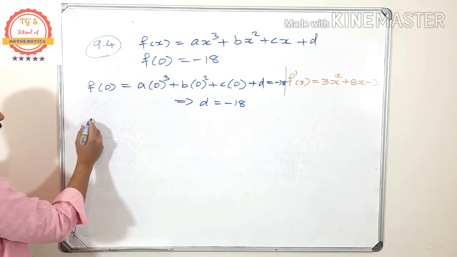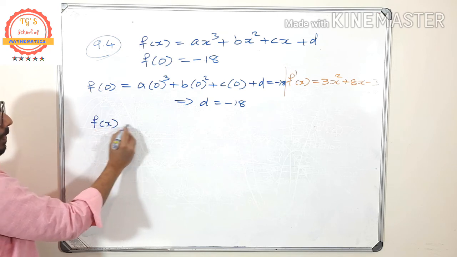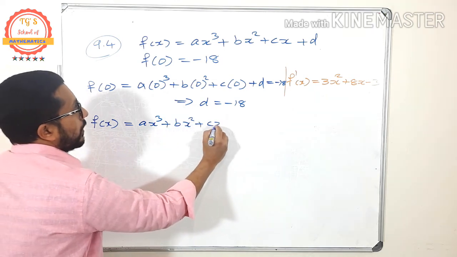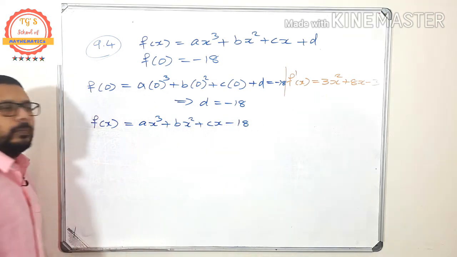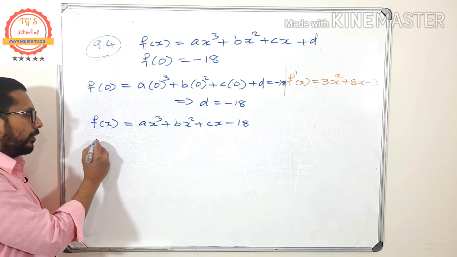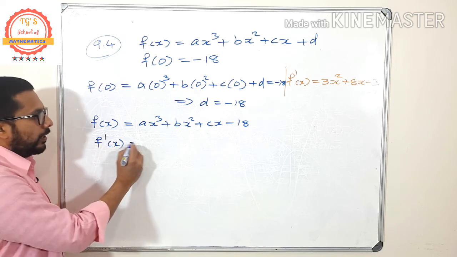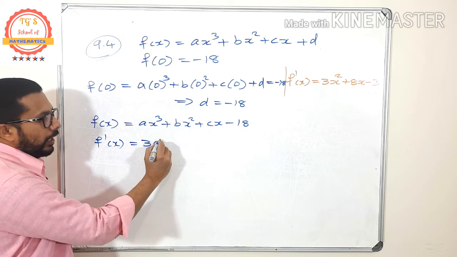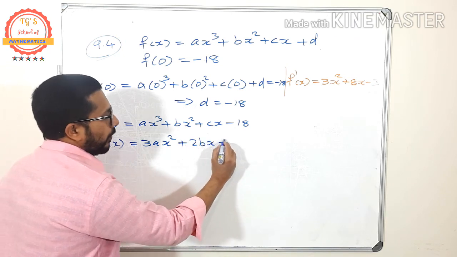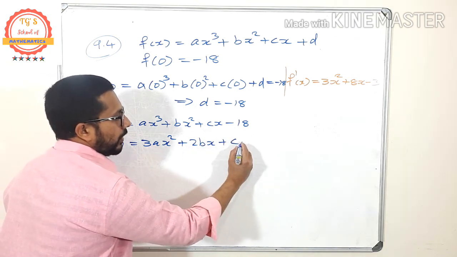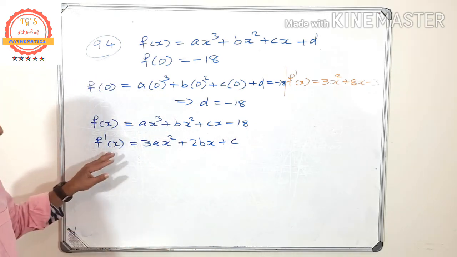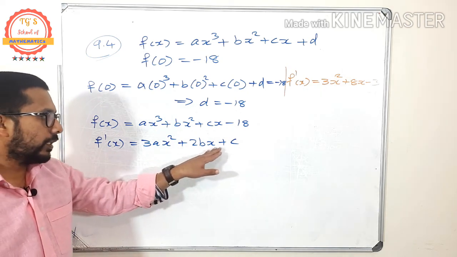So just substitute the one that we know. What is our f of x now? f of x is equal to ax cube plus bx square plus cx, and we got d as minus 18. Okay. I'm trying to find the first derivative. What is the first derivative? f dash of x is equal to 3ax square plus 2bx plus the derivative of cx, which is c, and the derivative of the constant term minus 18 is 0. So the first derivative is 3ax square plus 2bx plus c.